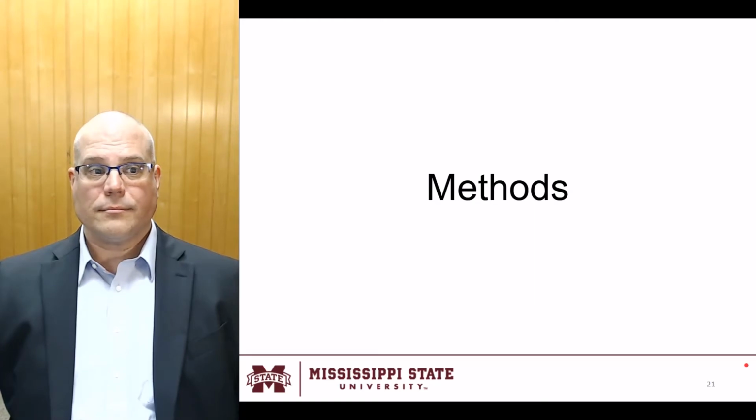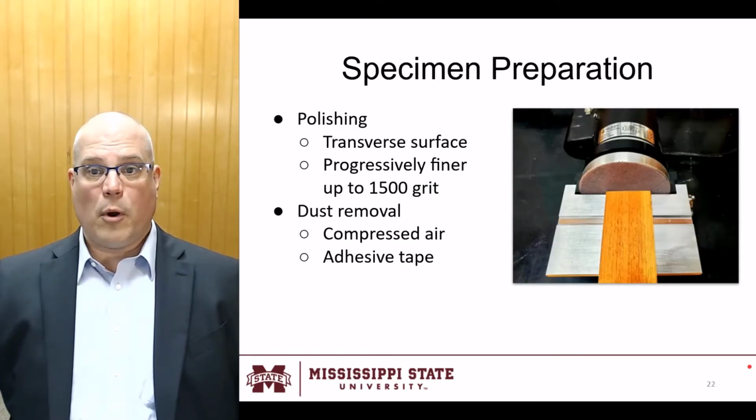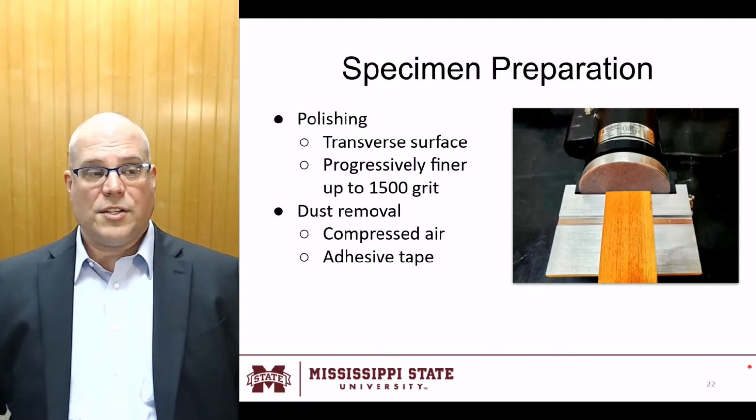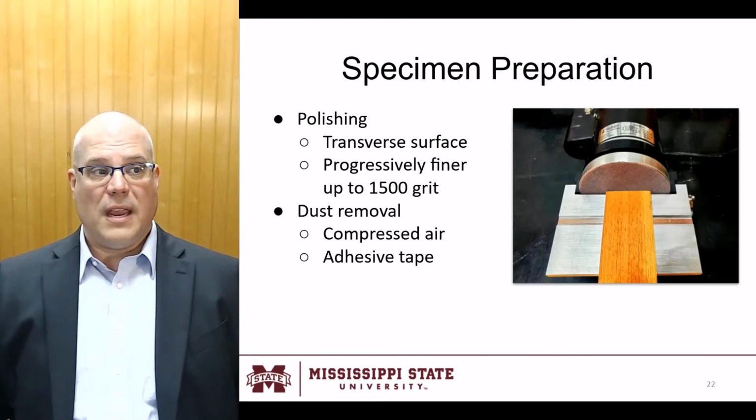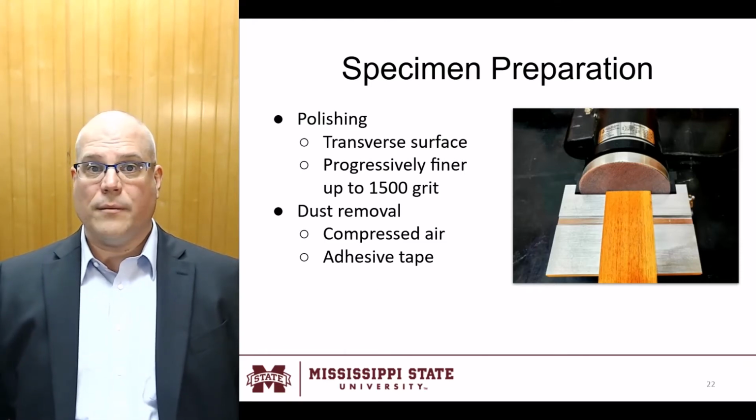Methods. Sample preparation. We polished the transverse surface of each specimen with a rotary sander using progressively finer grit up to 1500. Then we removed the dust with compressed air and adhesive tape.